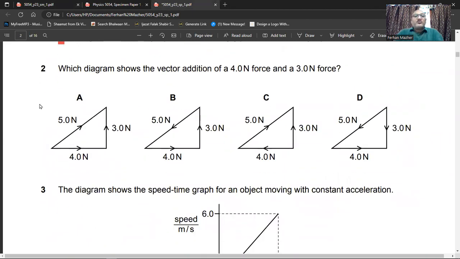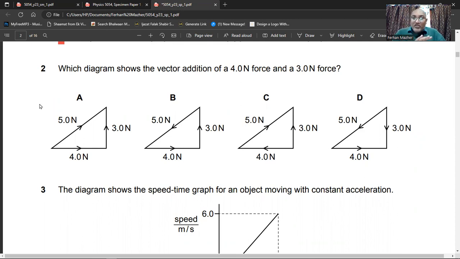Which diagram shows the vector addition of a 4 newton force and a 3 newton force? Here we have 3 newton and 4 newton, and we want to add them. If you look at the options given, he's using triangles, so I'm looking for the triangular law. What is the triangular law? It's like the head and tail rule for two vectors. You put the tail of the second vector on the head of the first vector.